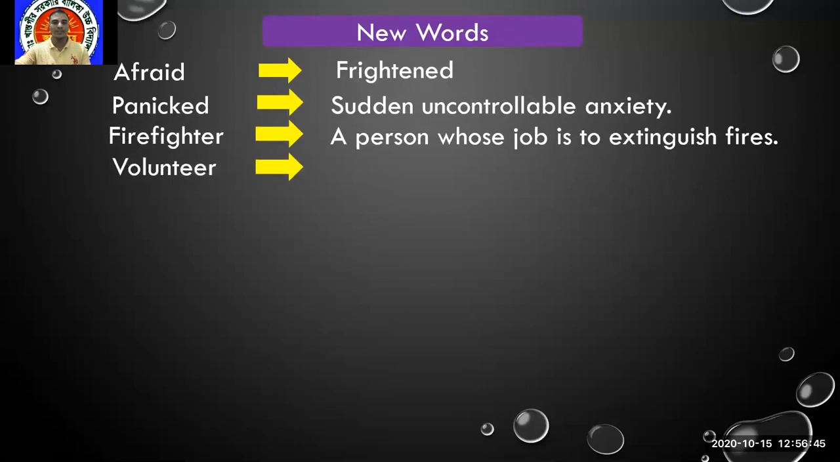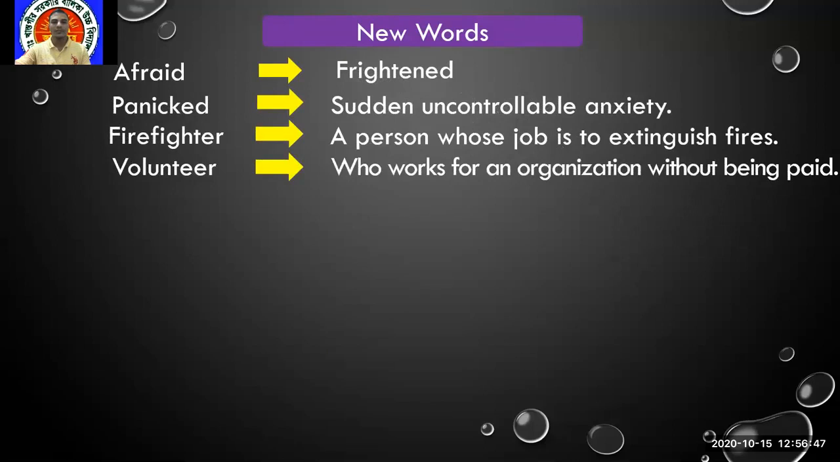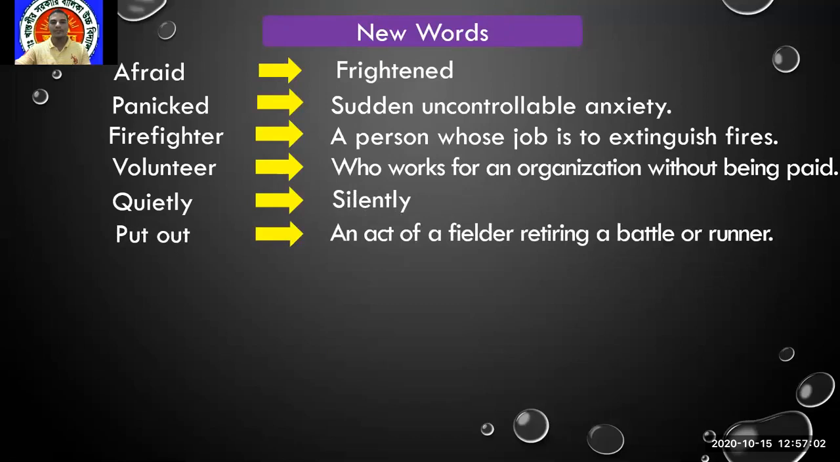Volunteer means who works for an organization without being paid. Quietly means silently. Put out means an act of a fielder retiring a batter or runner. These are some important words from the lesson. Now, I hope you can easily match the words from the alternatives. Full time means full of time.